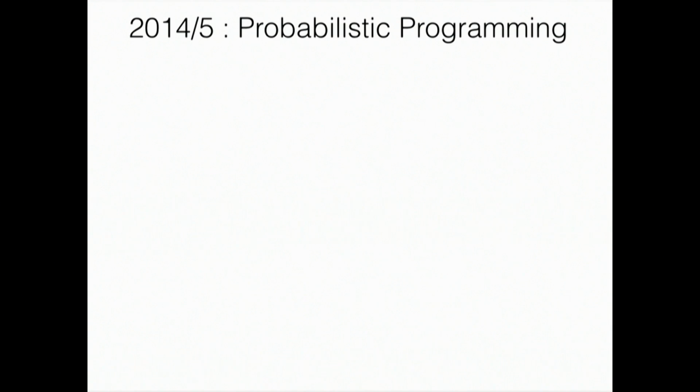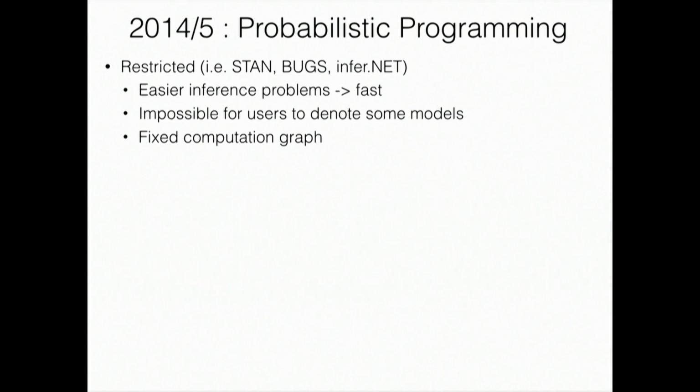So let's go into the Wayback Machine for a second and think about probabilistic programming, 2014, 2015, before the first international conference on probabilistic programming. I would say that there were some obvious emerged trends: a family of restricted programming languages like Stan, Bugs, Infer.net, which are based on fixed computational graphs and allow for easier inference problems, leading to faster inference algorithms. But it makes it a little bit difficult for users to code some models or impossible for some other models.